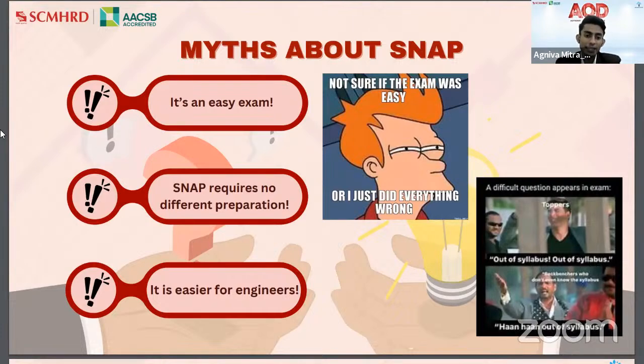The exam is designed keeping in mind that a lot of people from varied academic backgrounds will appear for it, and everybody gets a fair chance. So nothing like that. It is not at all easier for engineers. It is the same for everybody.